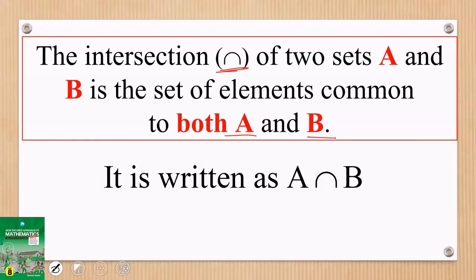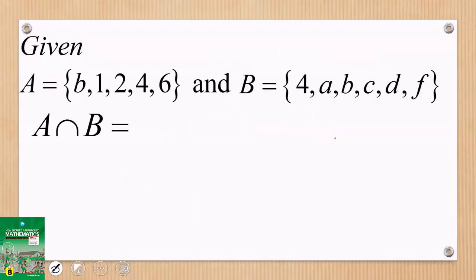For example, if I give you set A with B, 1, 2, 4, 6, and set B with 4, A, B, C, D, F, and I want you to find A intersection B, then we are looking at elements that can be found in set A and at the same time in set B. You will see that 4 is in both, and B is in both. So these are the two elements found in both A and B, and they form the intersection.